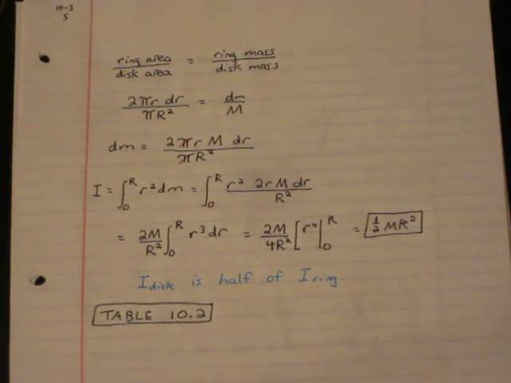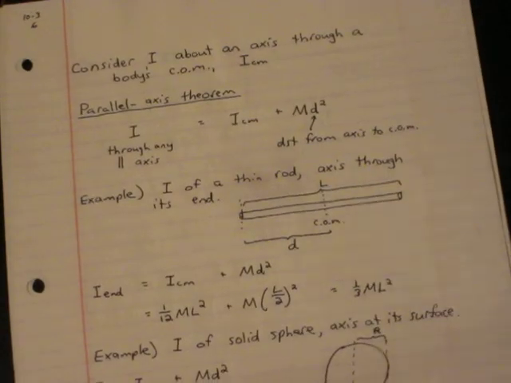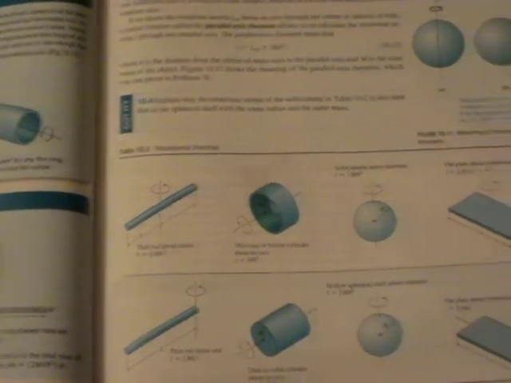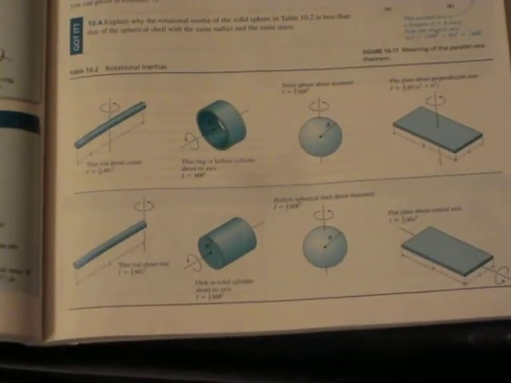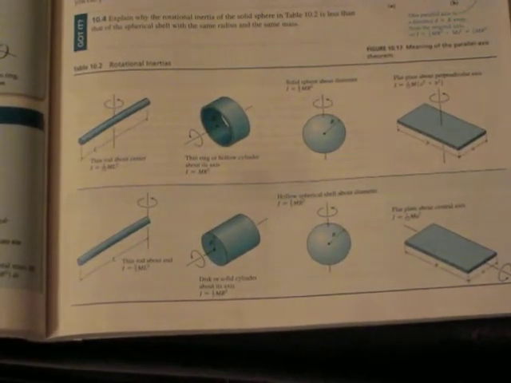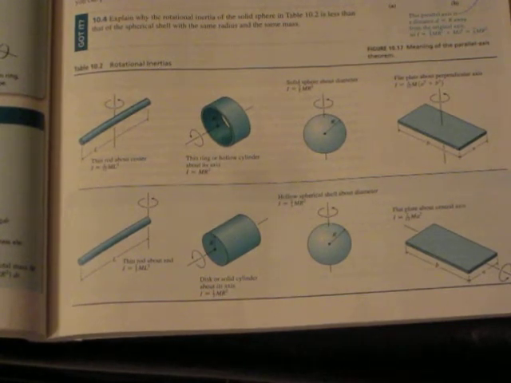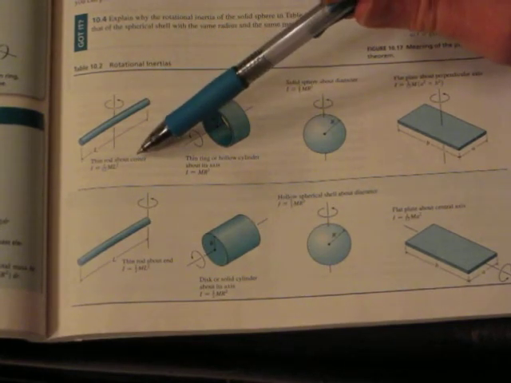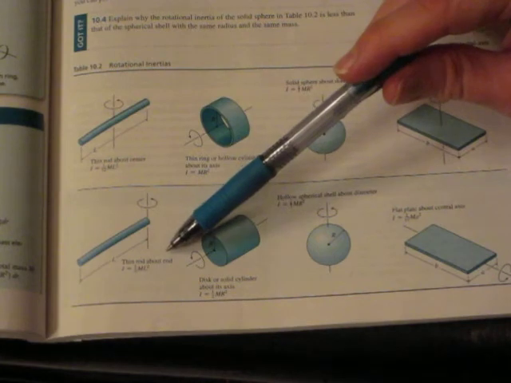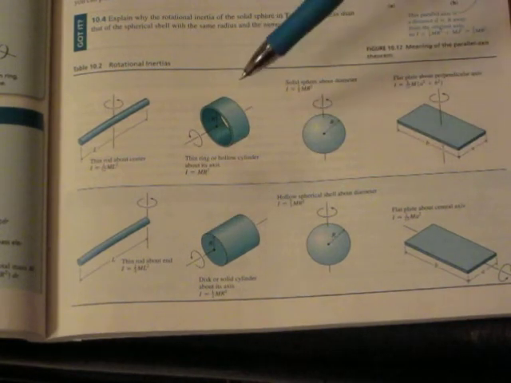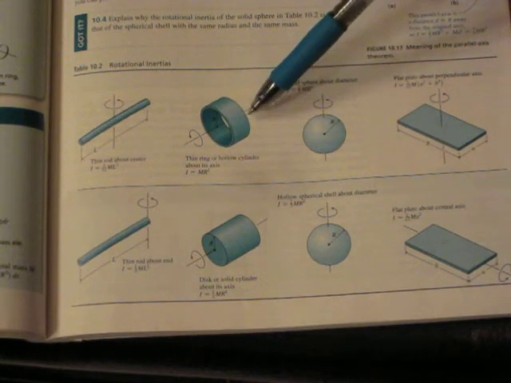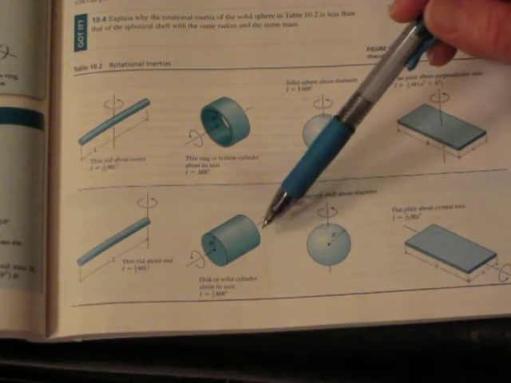Table 10.2 is very important. It actually shows these results, and so you can refer to table 10.2 in your studies, in your homework, and with your tests. I know the print is probably too small to see on your screen, but some of these we have just arrived at. Thin rod rotated about its center, 1/12 ml squared. We found that. Thin rod rotated about its end, 1/3 ml squared. We did that. Thin ring or hollow cylinder about its axis, 1 mr squared. We did that.